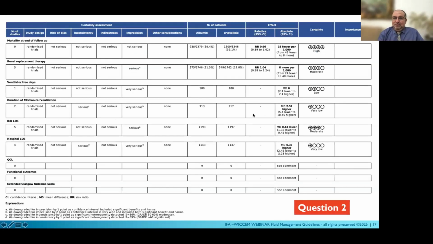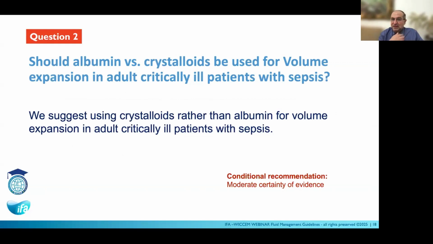This is the evidence profile, taking into consideration also ventilator-free days, duration of mechanical ventilation, length of stay, and others. And if you put all this together, the balance of effect does not favor albumin or crystalloids. And because of the considerations that I mentioned earlier, including cost, availability, equity, the panel suggested that for patients with sepsis, we suggest using crystalloids rather than albumin for volume expansion. This is a conditional recommendation based on moderate certainty of evidence.